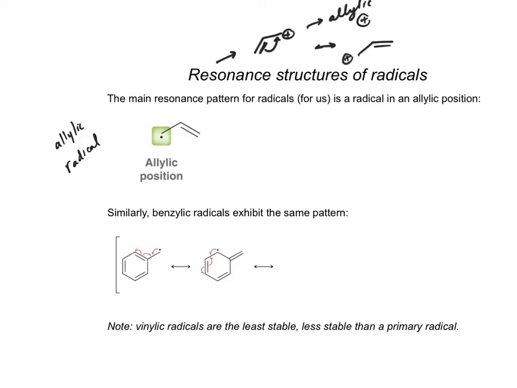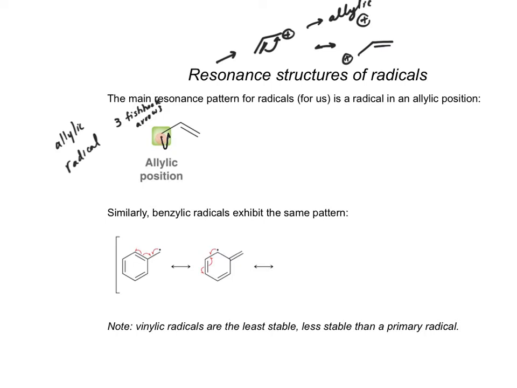The pattern that we're going to learn is going to involve 3 fish hooks. So overall, we're going to get 3 fish hook arrows. And the way it's going to start is we're going to start at the radical. All right, so we have our radical here. What's going to happen is this electron is going to form one half of a bond.